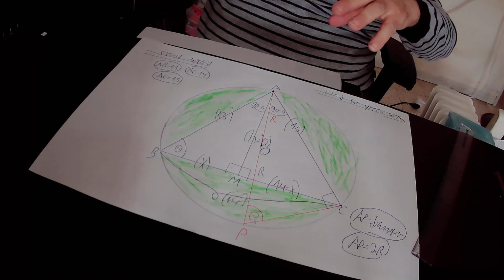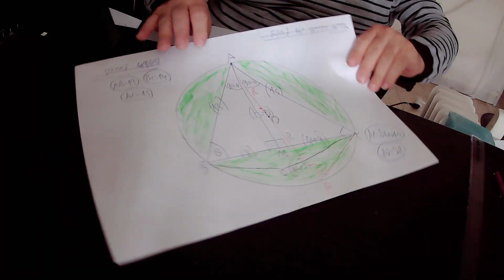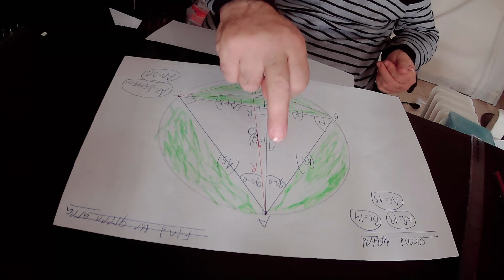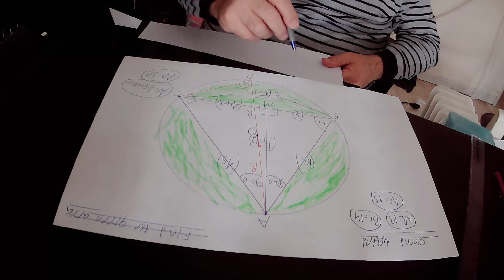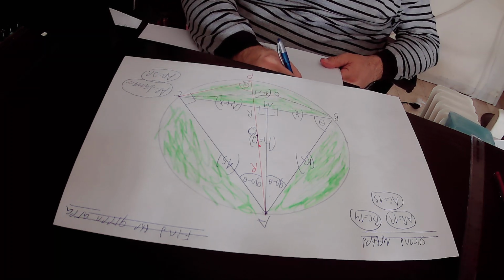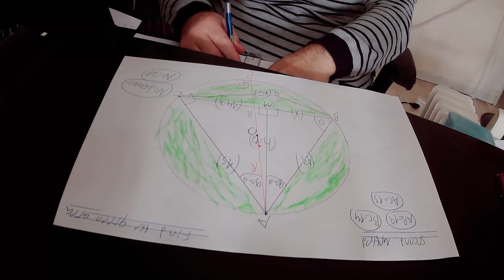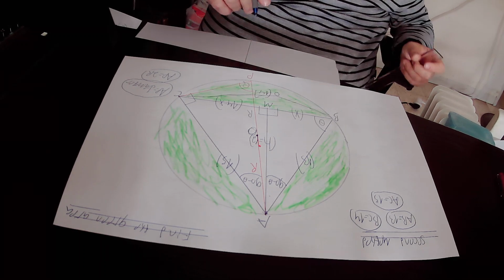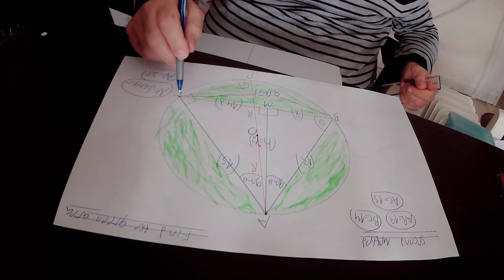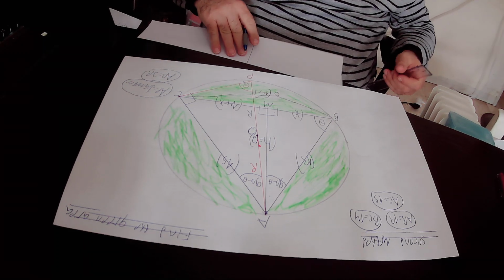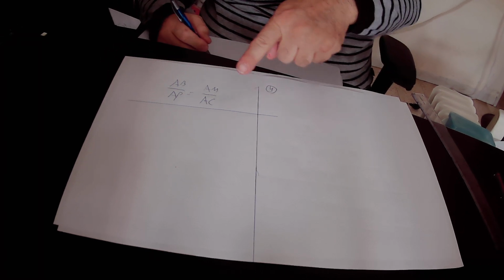And from the fact that those two right triangles are similar to each other, we derive that the following relationship exists between their sides: AB in triangle ABM over AP in triangle APC is equal to AM in triangle ABM over AC in triangle APC. Repeat again, we derive that AB over AP equals AM over AC.